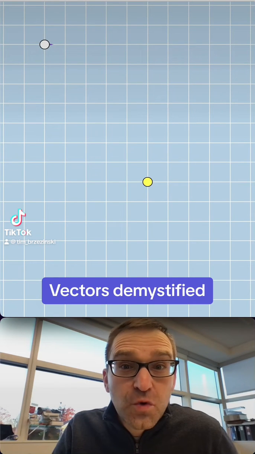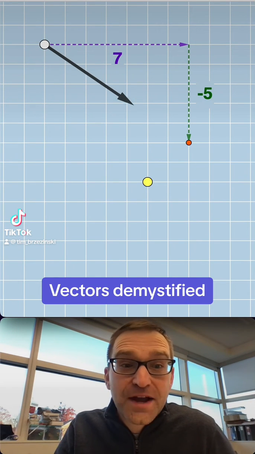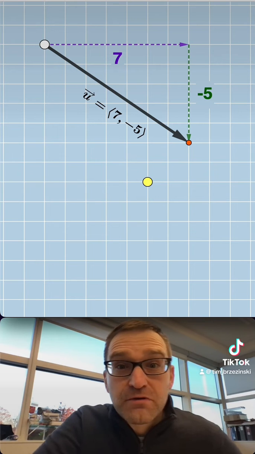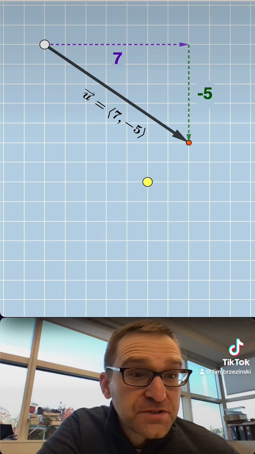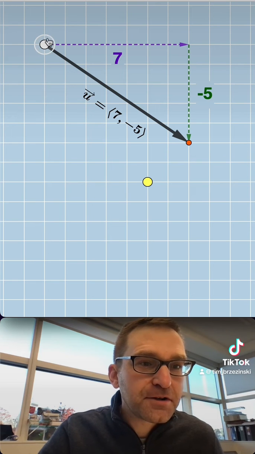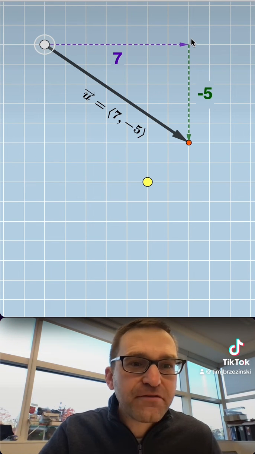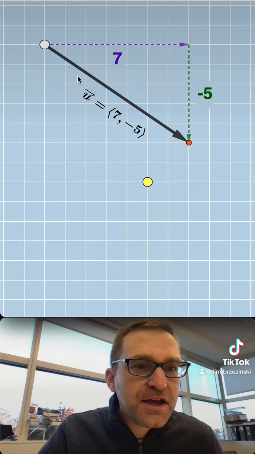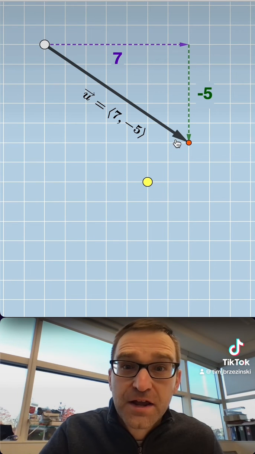So a vector is a quantity with both magnitude and direction. Now geometrically, we represent a vector using an arrow, as you can see right there. Imagine a vector as a force that wants to take this particle, this white dot, and move it 7 units east and 5 units south. And as a result, it's going to go in this path right here.